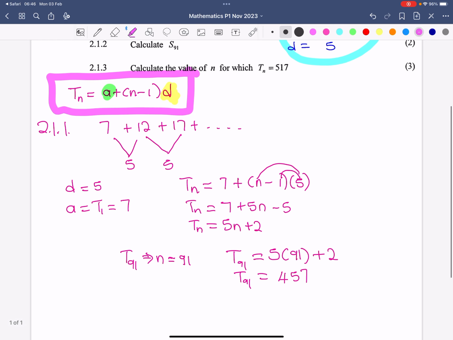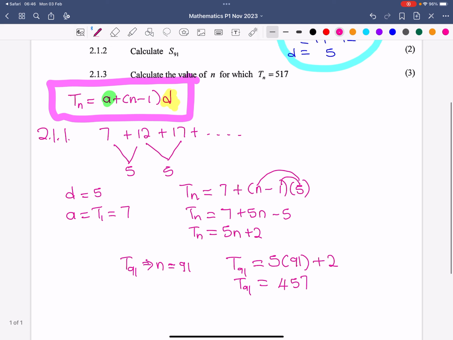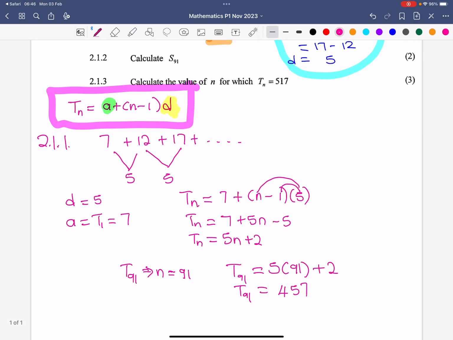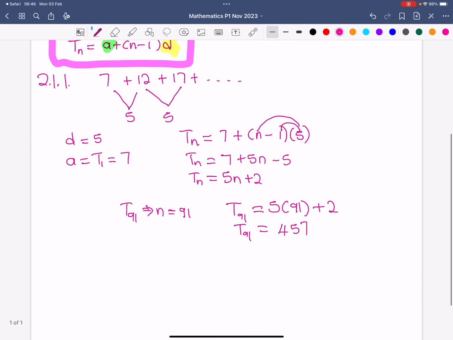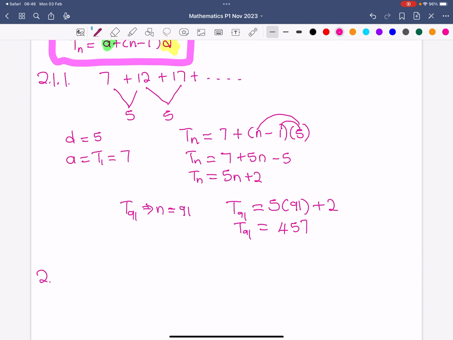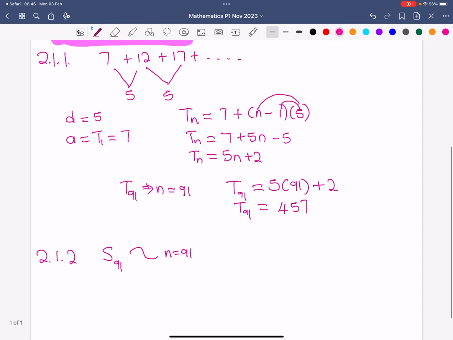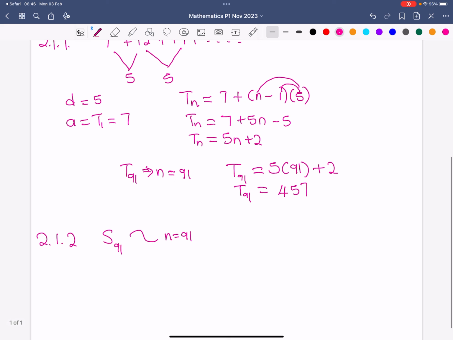So we've determined that. Let's look at 2.1.2. In 2.1.2, they want us to generate the sum. So whenever you see the S, you know you're dealing with the sum of an arithmetic series. So they want us to determine S91. So they've already told you that your n here is equal to 91. We want to know what is the sum when we have 91 terms. So there are two formulas that will enable us to determine this.